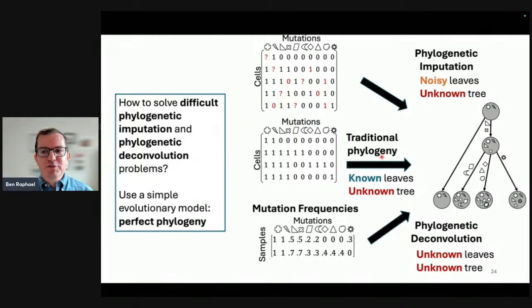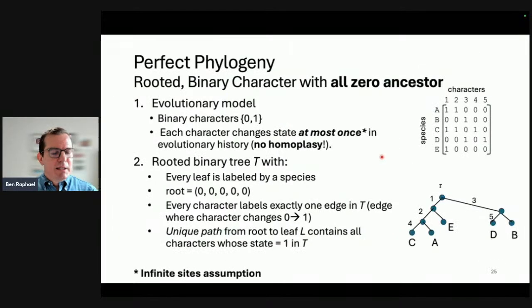Right. So in the perfect phylogeny model, the simplest evolutionary model there is, we imagine that our phylogenetic characters have only one of two states. So each character or mutation is either mutated or not in a cell. We'll assume that we have the ancestor. In this case, the ancestor would have none of the somatic mutations. So it would be, in our case, the all zero cell.